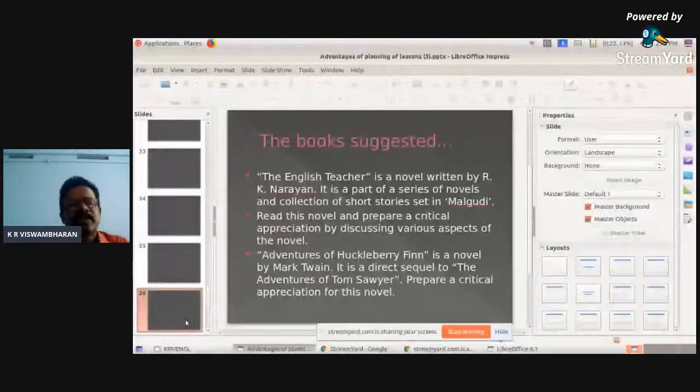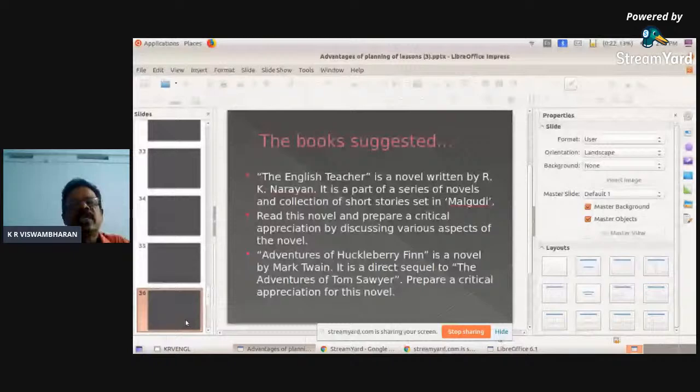Another important novel is Adventures of Huckleberry Finn. It is quite familiar to all of you, by Mark Twain. Adventures of Huckleberry Finn. You will be able to try the critical appreciation by understanding the idea.